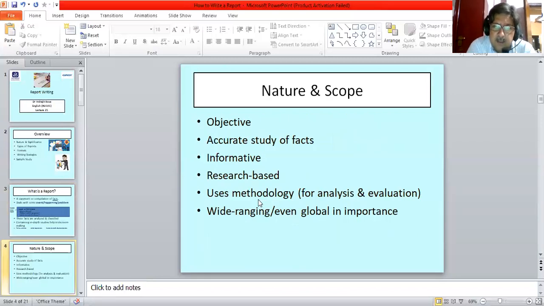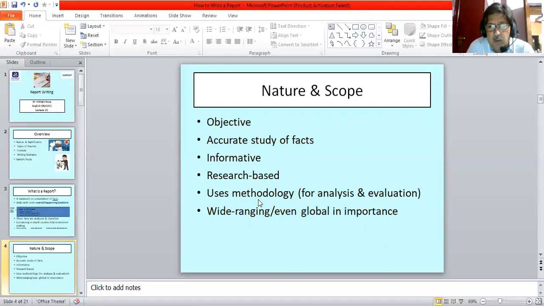Now, what is the objective of the report? That is basic in understanding the nature and scope of the reports. Now, different kinds of reports might have different objectives. For example, the annual growth report of a company basically has the objective of talking about the financial growth of that company. It does not cover as its scope anything more than that.